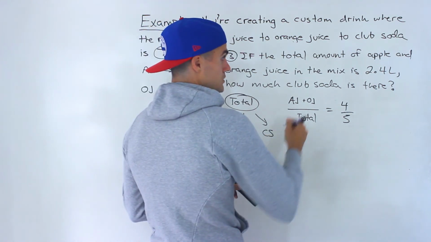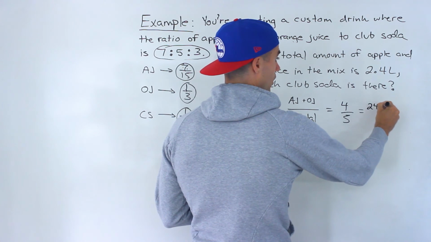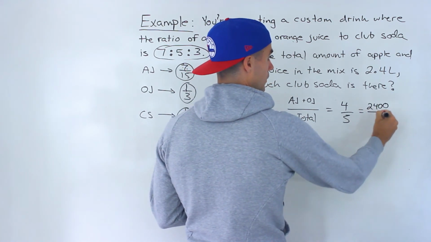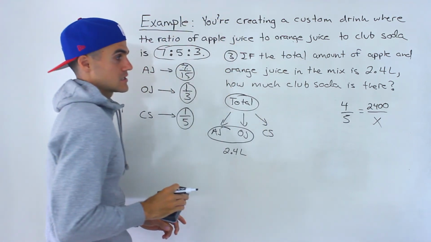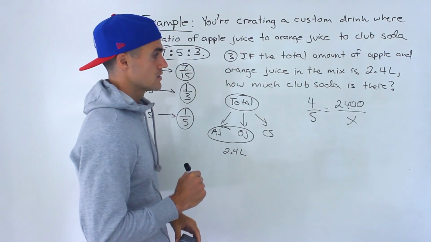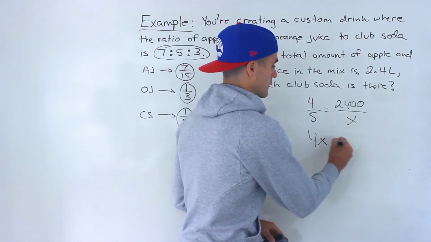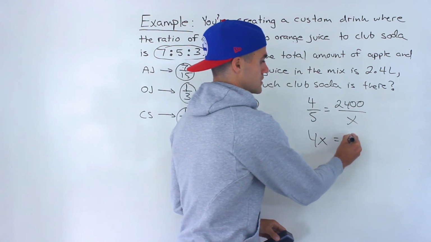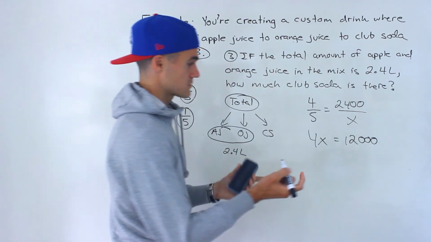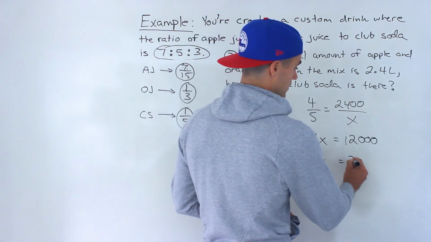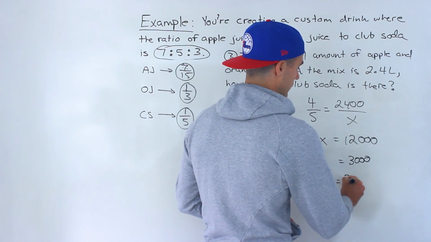So 2.4 liters, let's convert that to milliliters. So this would be 2,400 over here. And then we're going to solve for x. And this x that we're going to get is going to be the total amount. So what we can do here is cross multiply, so 4 times x is 4x, and then 5 times 2,400 would give us 12,000. Then divide both sides by 4, x would end up being 3,000 milliliters, or 3 liters.